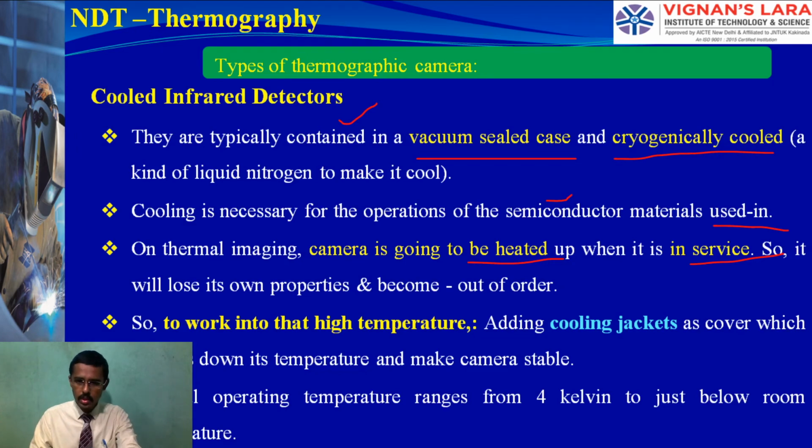So it loses its property and may become out of order or fail or get damaged, and 50,000 of money will be wasted. So what do we have to do? We have to protect it through some covers. That is why we are using some cryogenic cooling systems or maybe some cover items. Next point I have given to see.